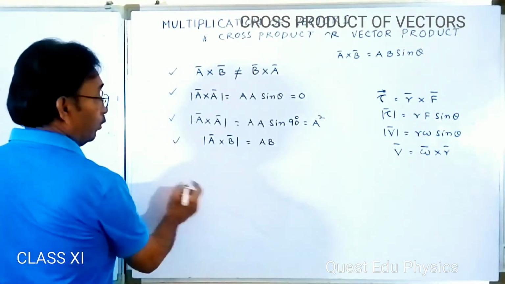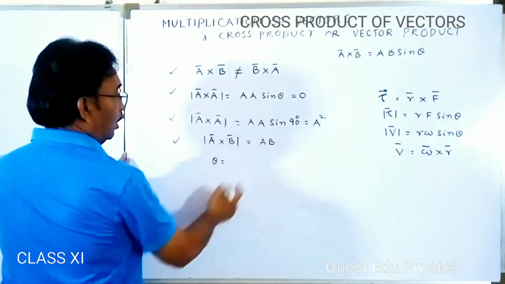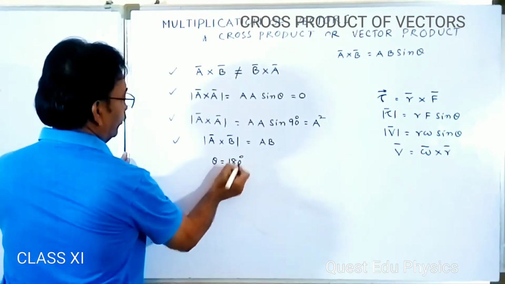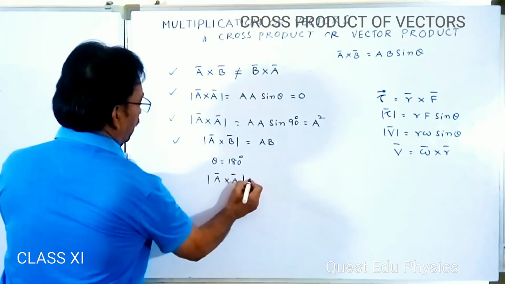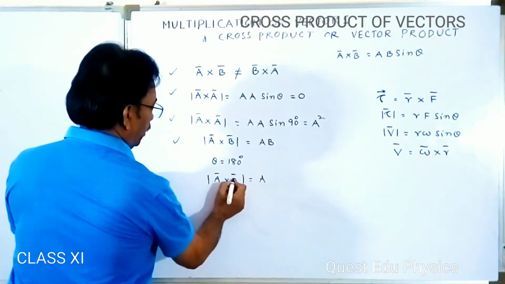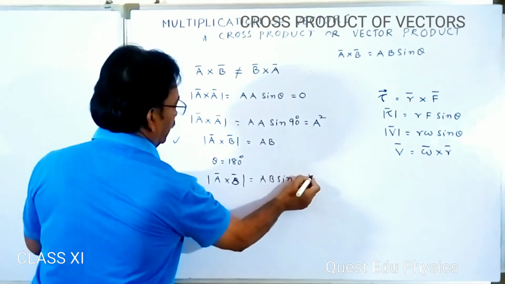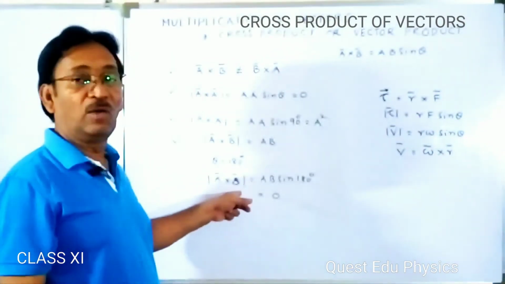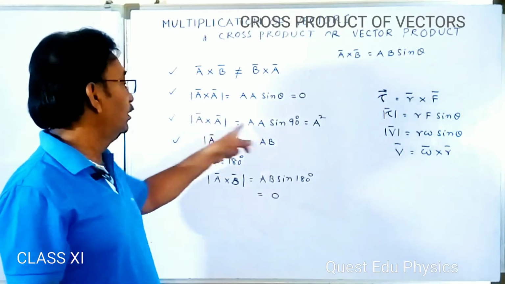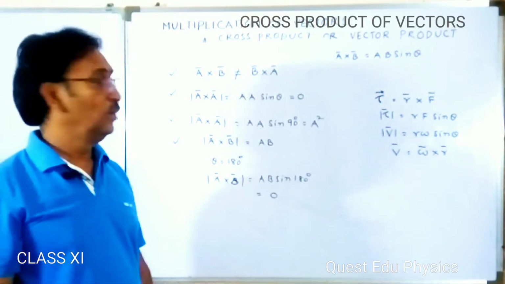And one more thing, if theta, the angle between the vectors, is equal to 0, we already got it is 0. If it is equal to 180, then what do we get? The magnitude of the cross product of two vectors, A bar cross B bar, is equal to AB sine 180, again 0. That means whether two vectors are parallel or anti-parallel, the cross product of the two vectors is 0. When they are perpendicular, the cross product is maximum. These are the few properties of vectors.